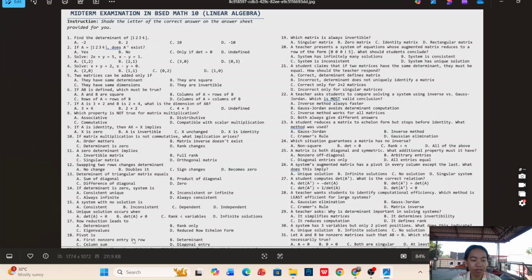Number 18 question. Pivot is A, first non-zero entry in row, B, determinant, C, column sum, D, diagonal entry. The correct answer for number 18 is letter A. A pivot is the first non-zero entry in a row. So the answer is letter A.